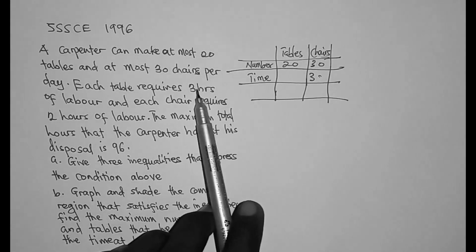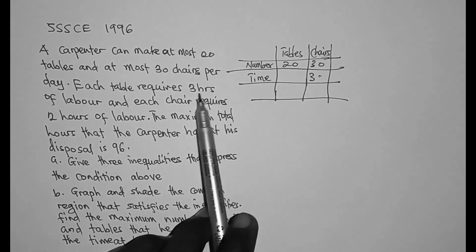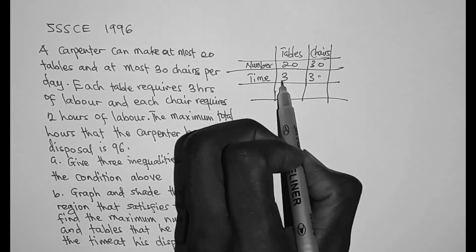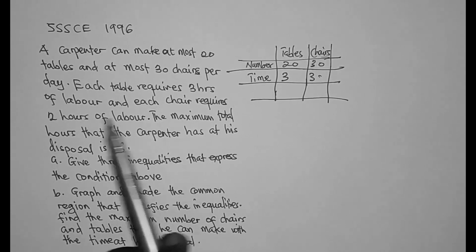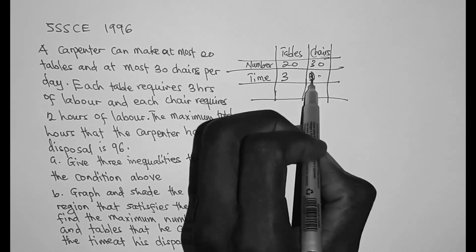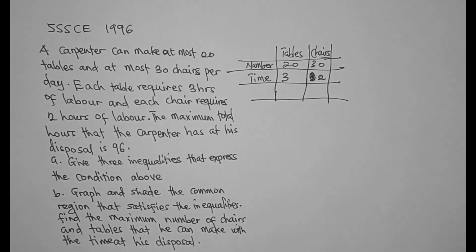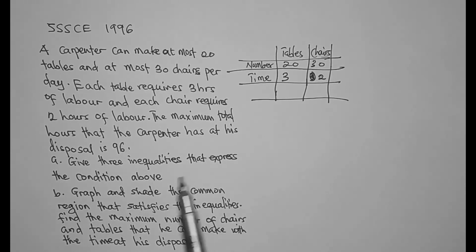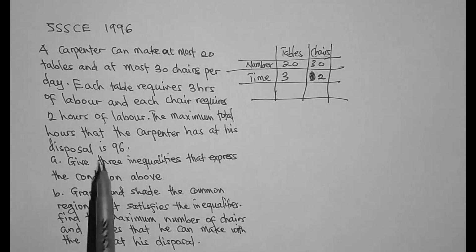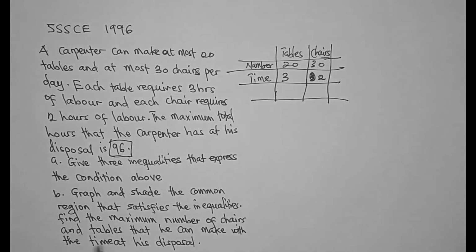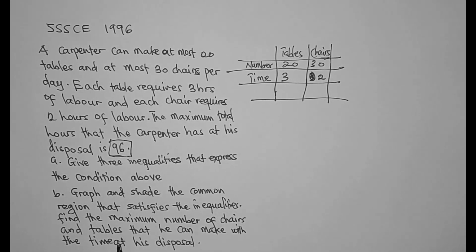So each table requires 3 hours of labor, so the 3 hours is here. And then each chair requires 2 hours of labor. So the chair is 2 hours of labor. So the question is saying we should write the inequalities. But then the question says that he has 96 hours at his disposal.